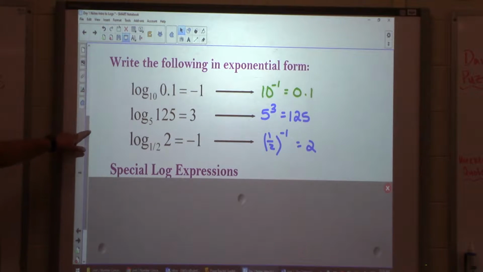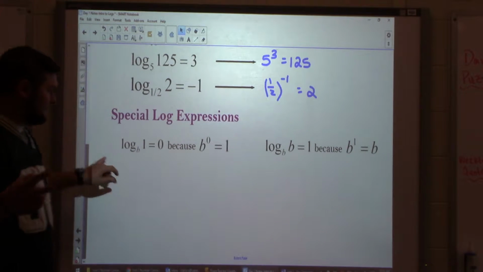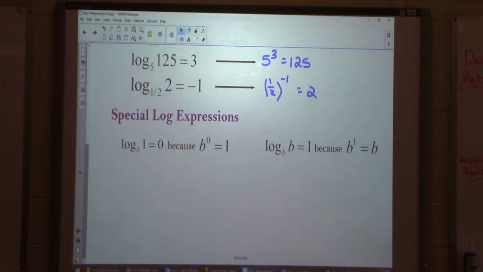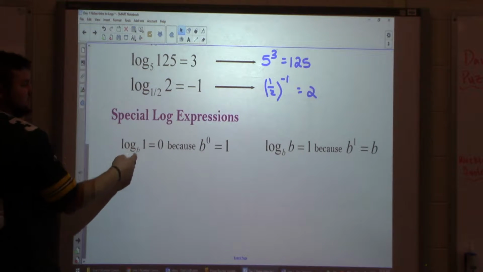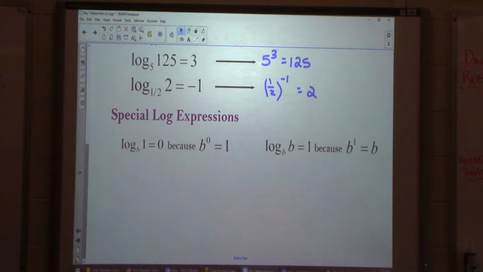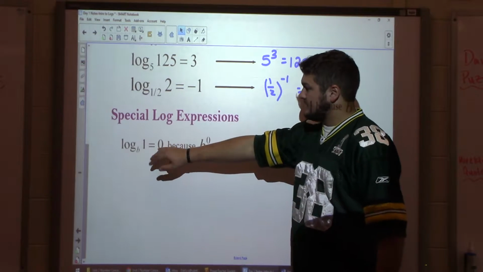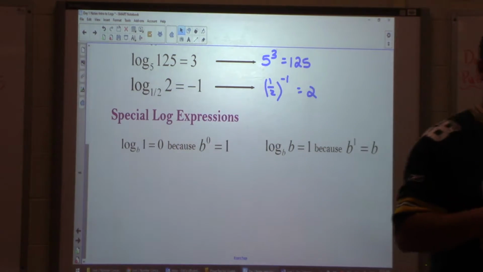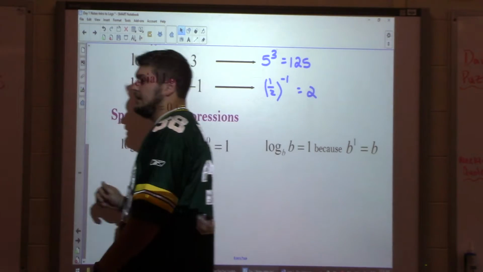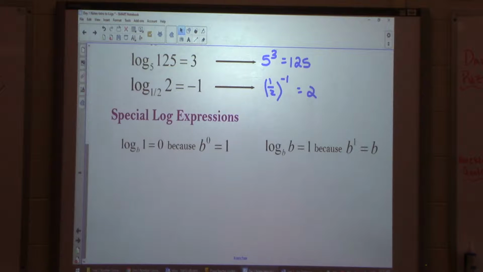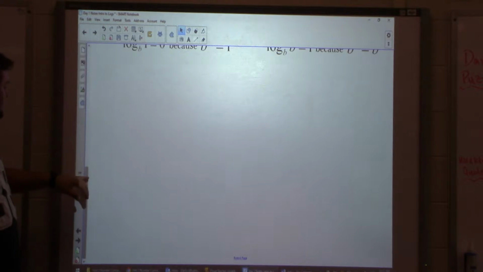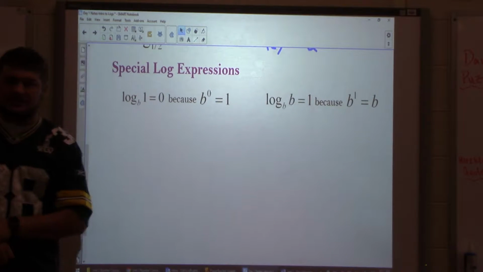All right. Special log expressions. We have 2 of them. So the first one, when I take the log of 1, it always equals 0. It never matters what my base is. Let's do the special logs, and then we'll go back to common logarithms. No matter what my base is, it will always equal 0. Because if I switch this to exponential form, I get b to the 0 power equals 1, and we know from our exponent unit that anything to the 0 power is always 1. So anytime I take the log of 1, no matter what my base is, it will always equal 0.